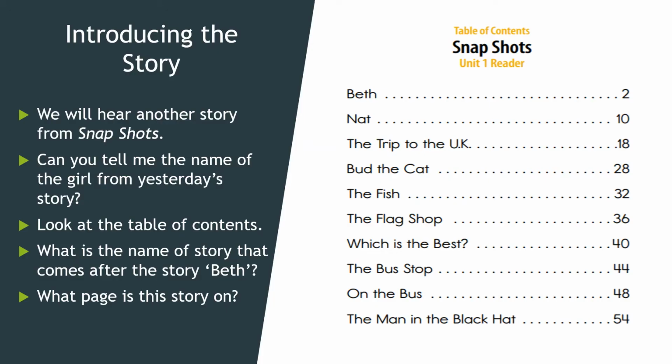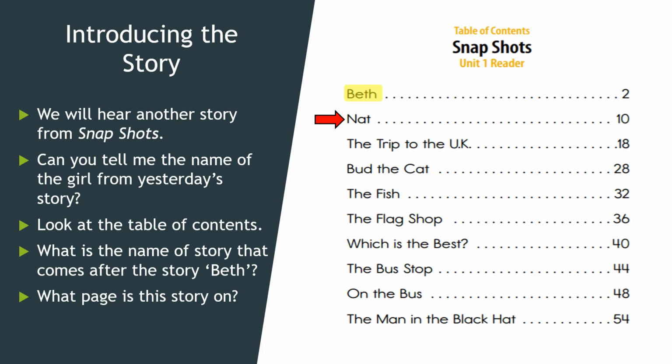Now we will hear another story from the Snapshots reader. Can you tell me the name of the girl from yesterday's story? The girl from yesterday's story was named Beth. Now let's take a look at the table of contents that you see here. What is the name of the story that comes after Beth? After Beth, we see Nat. Say Nat.